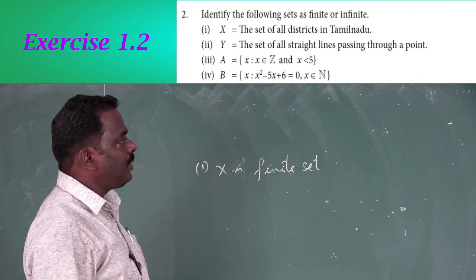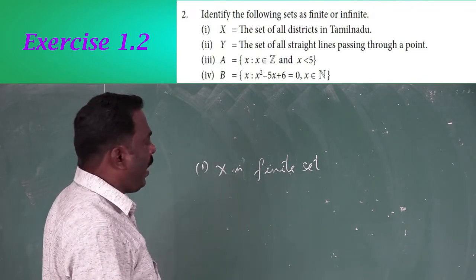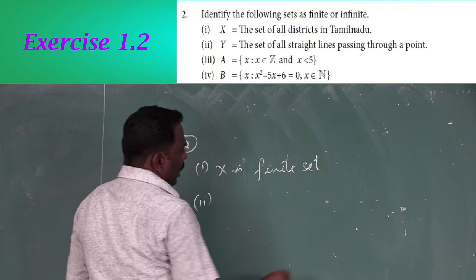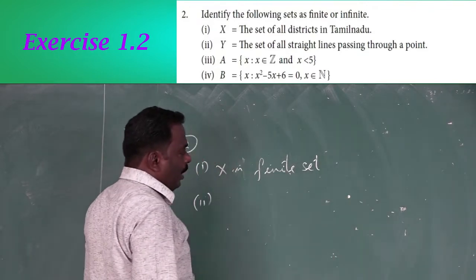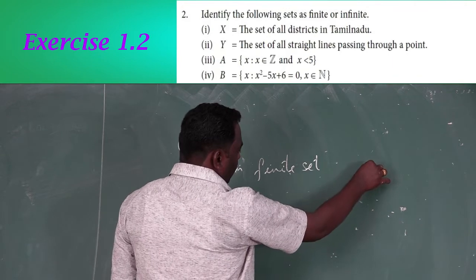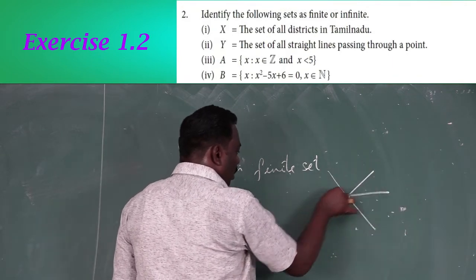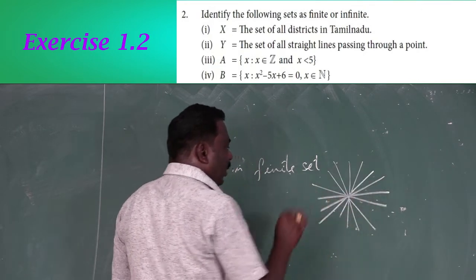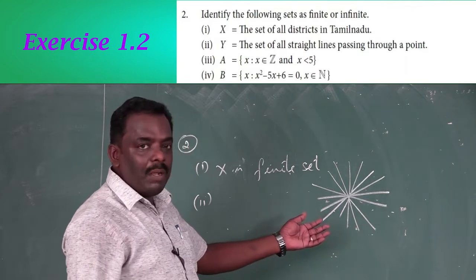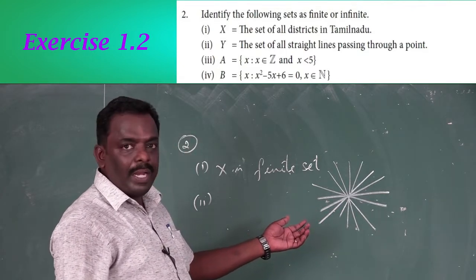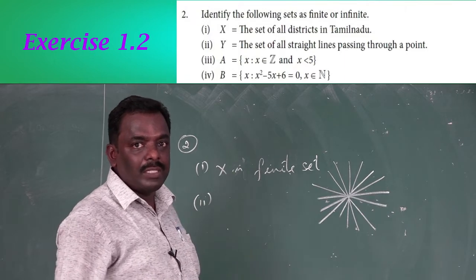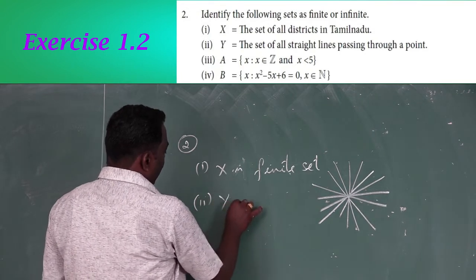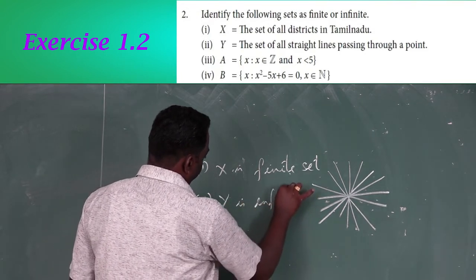Second one, the set of all the straight lines passing through a point. In the second subdivision, consider a point, and a straight line passing through the point. How many straight lines pass through the point? An infinite number of straight lines we can draw passing through a point. Therefore, how many lines are possible to draw through a point? Many lines are possible, an infinite number of lines are possible. Therefore, the set Y is defined as an infinite set.